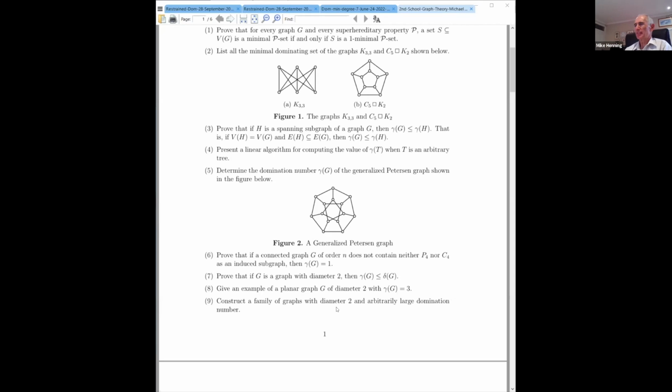So can you find an example of that? Let's maybe look at that. Can you think of an example of diameter 2 and arbitrarily large domination number? Let's look at such an example. We'll construct it together. Let me share the screen and we can look at an example of that.